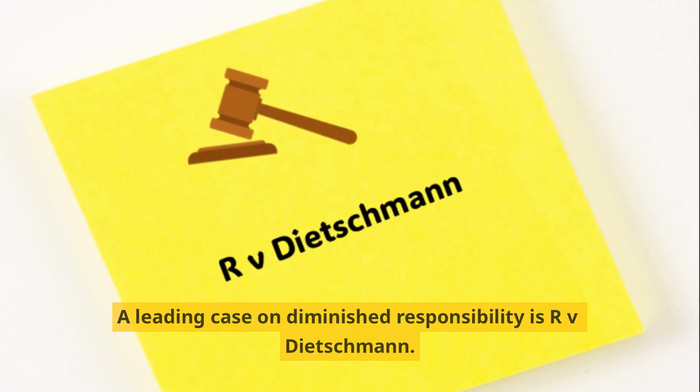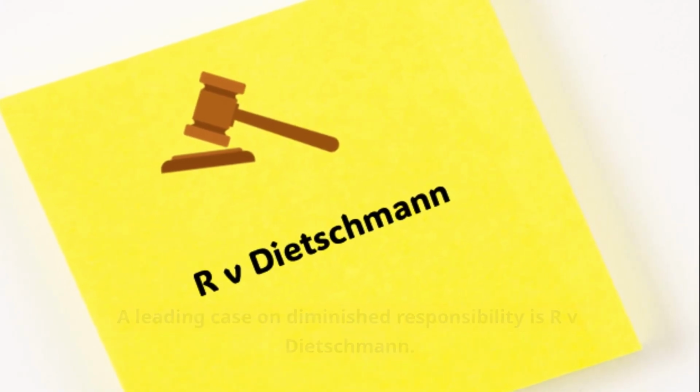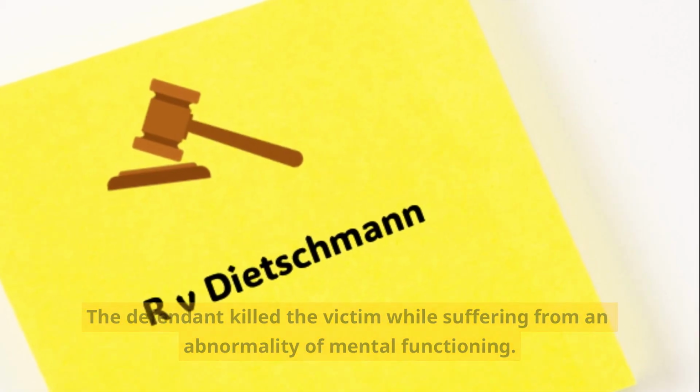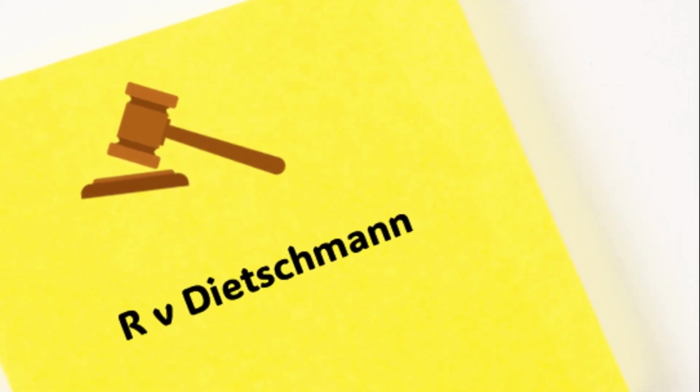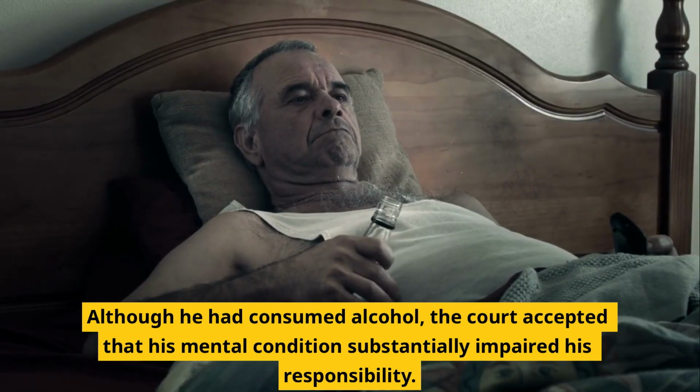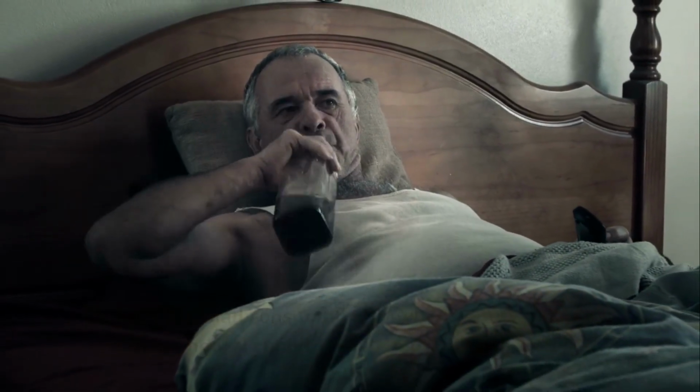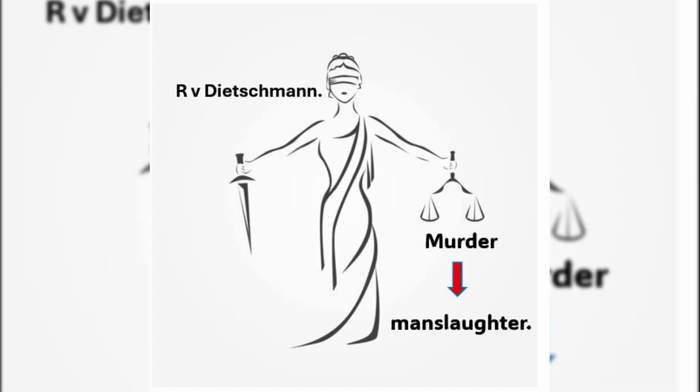A leading case on diminished responsibility is R versus Dietschmann. The defendant killed the victim while suffering from an abnormality of mental functioning. Although he had consumed alcohol, the court accepted that his mental condition substantially impaired his responsibility. As a result, the conviction was reduced from murder to manslaughter.